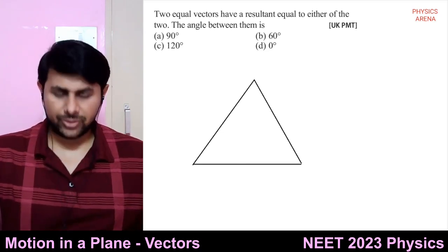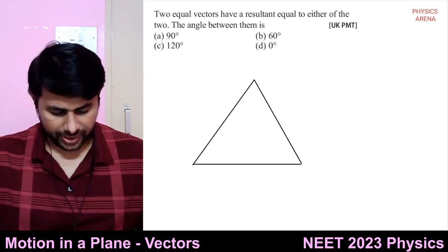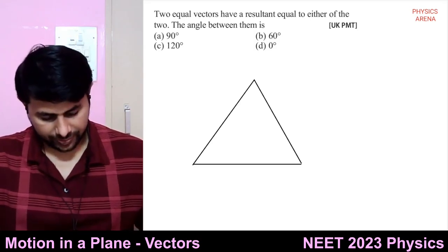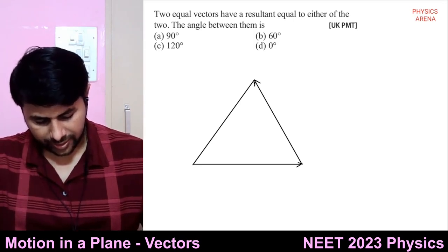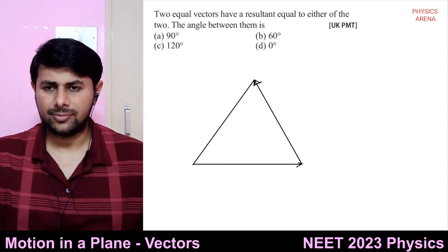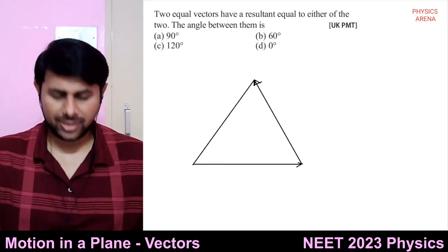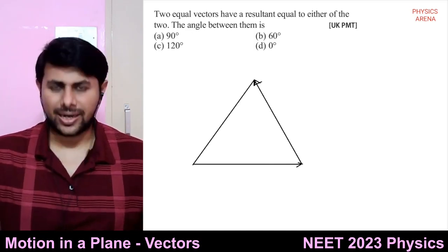See, we can solve it using the formula, no issues. See, if I draw an equilateral triangle, this is my first vector, this is the second vector. How much would be the resultant of these two? So use your triangle law.